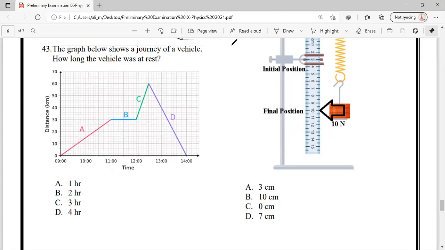इनिशियल पोजीशन हमें नज़र आ रही है 3, और फाइनल पोजीशन हमें 10 न्यूटन फोर्स की वजह से नज़र आ रही है, दैट इज़ 10. सो इनिशियल पोजीशन और फाइनल पोजीशन को अगर हम सब्ट्रैक्ट कर दें, सो वी विल गेट 10 माइनस 3, दैट इज़ 7 सेंटीमीटर्स. सो इस 10 न्यूटन ब्लॉक की वजह से जो एक्सटेंशन हुई है इस स्प्रिंग के अंदर, that it is 7 centimeters. So correct option is option D.